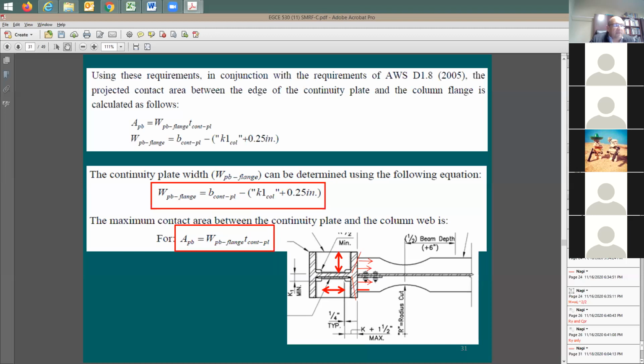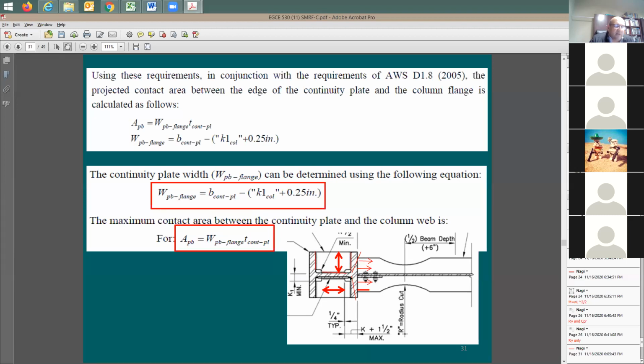It's going to be welded on three sides. It's going to be welded here, right? See this welding? It's going to be also welded to the column web, and also it's going to be welded to the column flange from this side. So with that, all the force is going to get transferred.